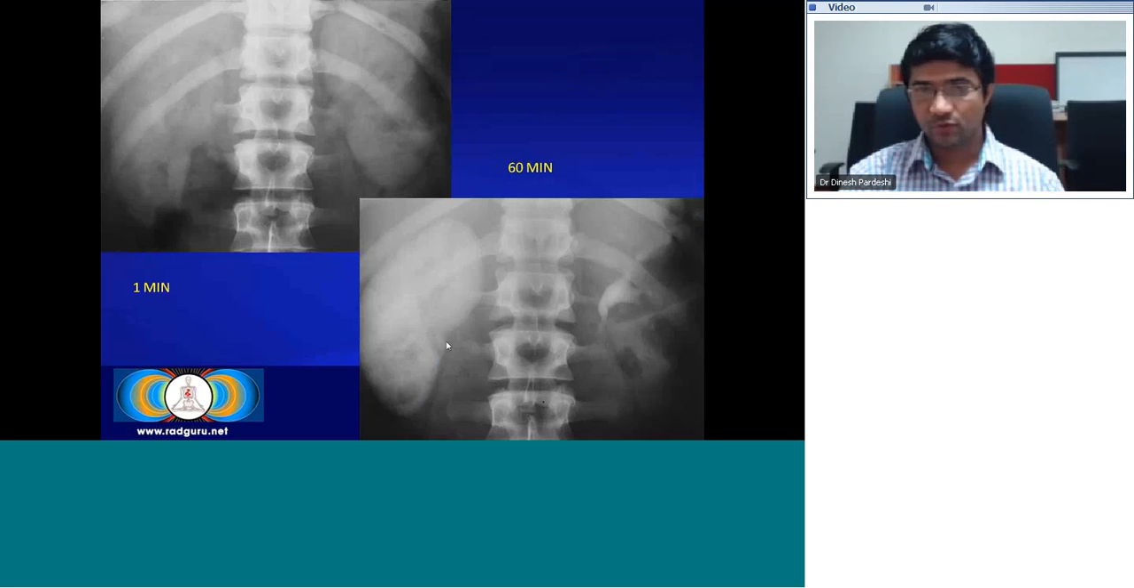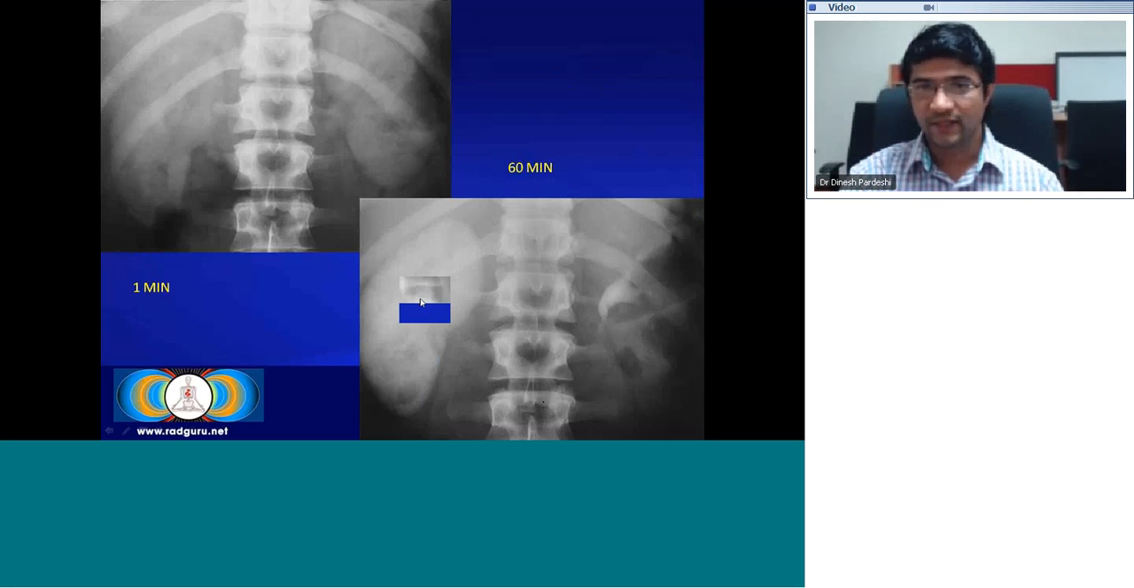So any deviation from the normal temporal evolution of the contrast excretion should alert us that something is wrong here. In this case there is obstruction distally which is not allowing the contrast to excrete into the pelvicalyceal system.